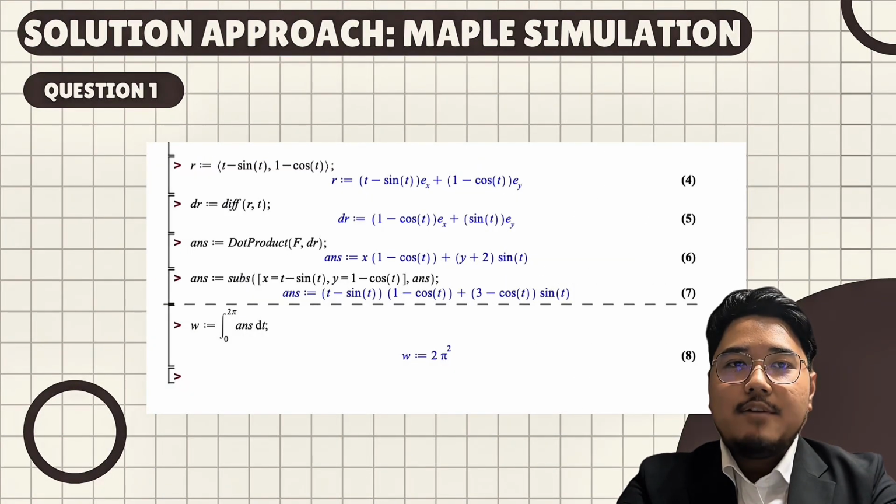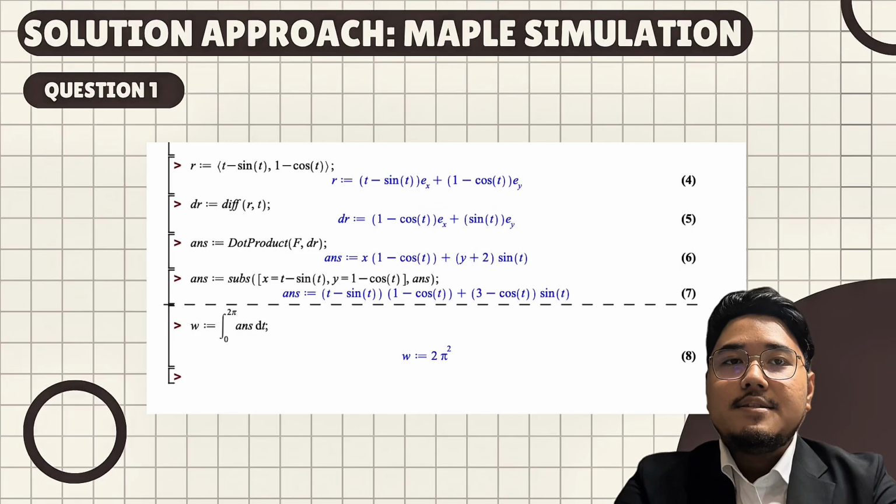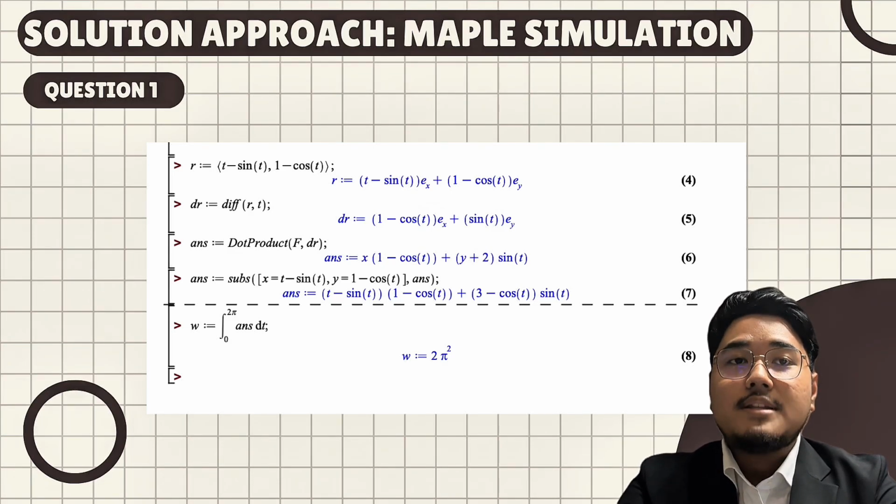Now, we'll analyze how this field interacts with a cycloid path. The curve r(t) equals t minus sine t in x and 1 minus cosine t in y. Taking its derivative gives us the necessary tangent vector components. To find the work done, we compute F dot dr. After substituting our parametric equations into the field components, we get this expanded expression. Integrating from 0 to 2 pi yields our clean result of 2 pi squared, a satisfying exact value showing the total work done along this cycloid path.